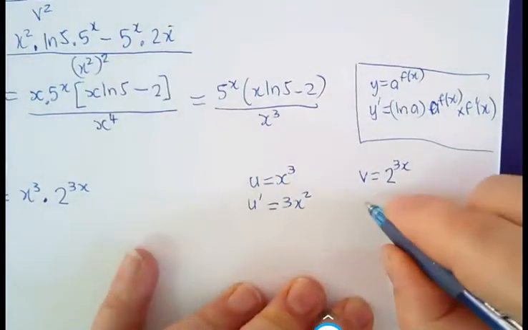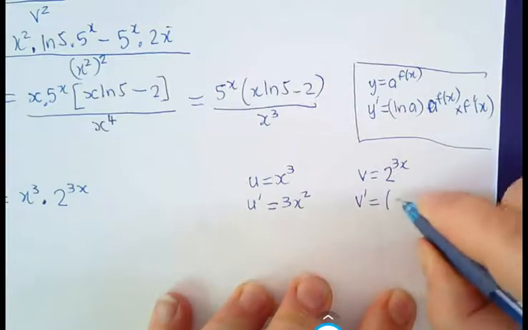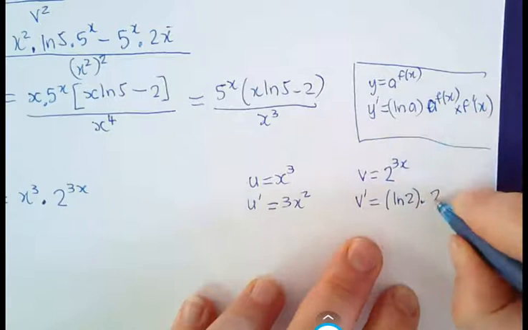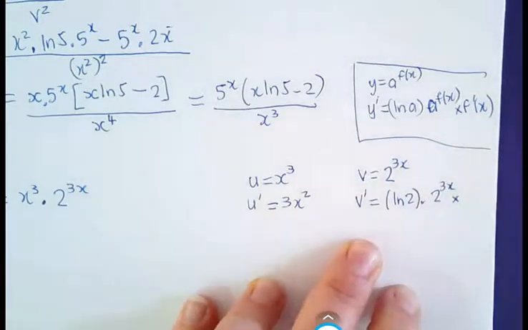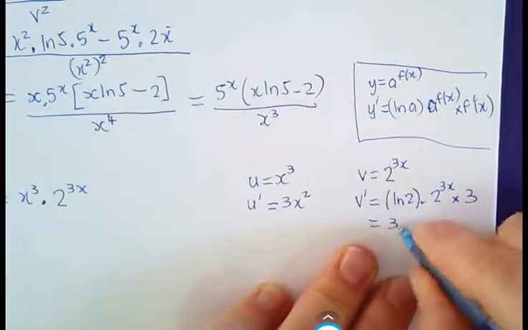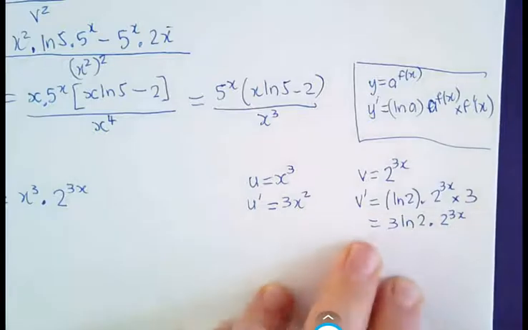Okay, so v dash is going to be what? ln what? ln 2. You write out your function, 2 to the power of 3x, times the derivative of 3x, which is 3. So I'd be putting the 3 out the front. 3 ln 2 times 2 to the power of 3x.